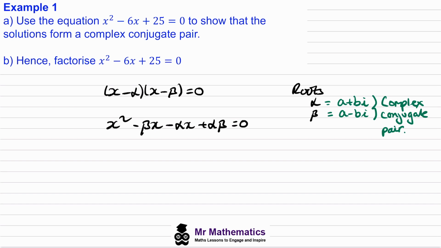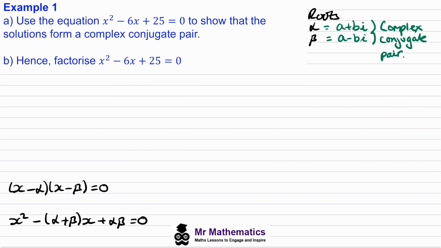So what we're left with is x squared minus (alpha plus beta) multiplied by x plus alpha beta, and this will equal 0. So the reason why we write it in this form is because if we know alpha or beta, then we can easily recreate the general quadratic using this formula. And in example 1, I'm going to show you how this works.